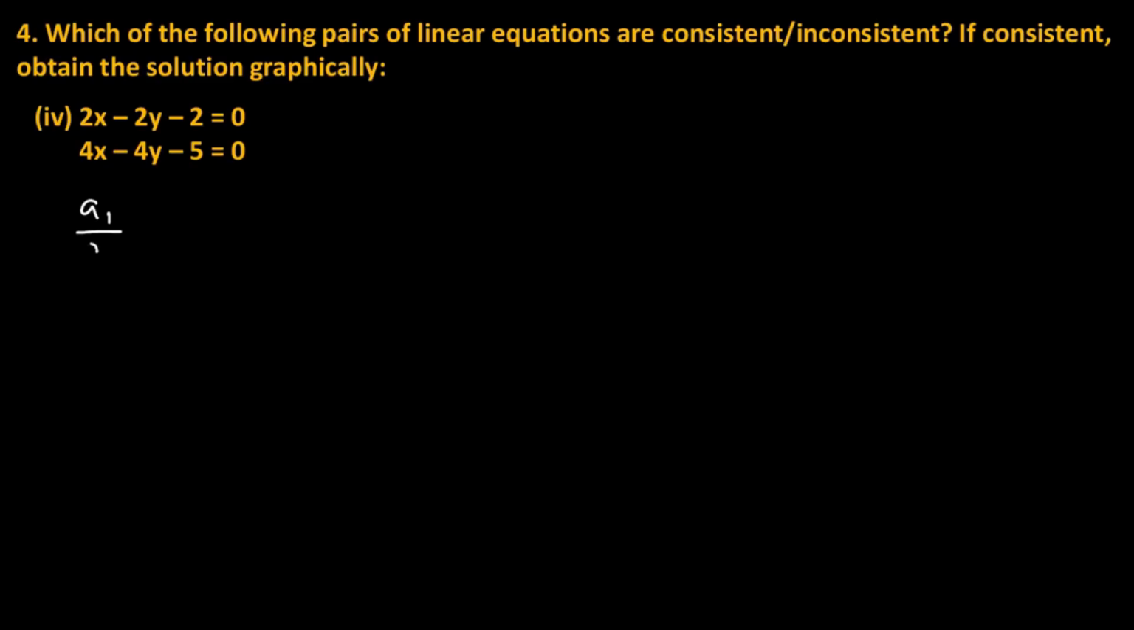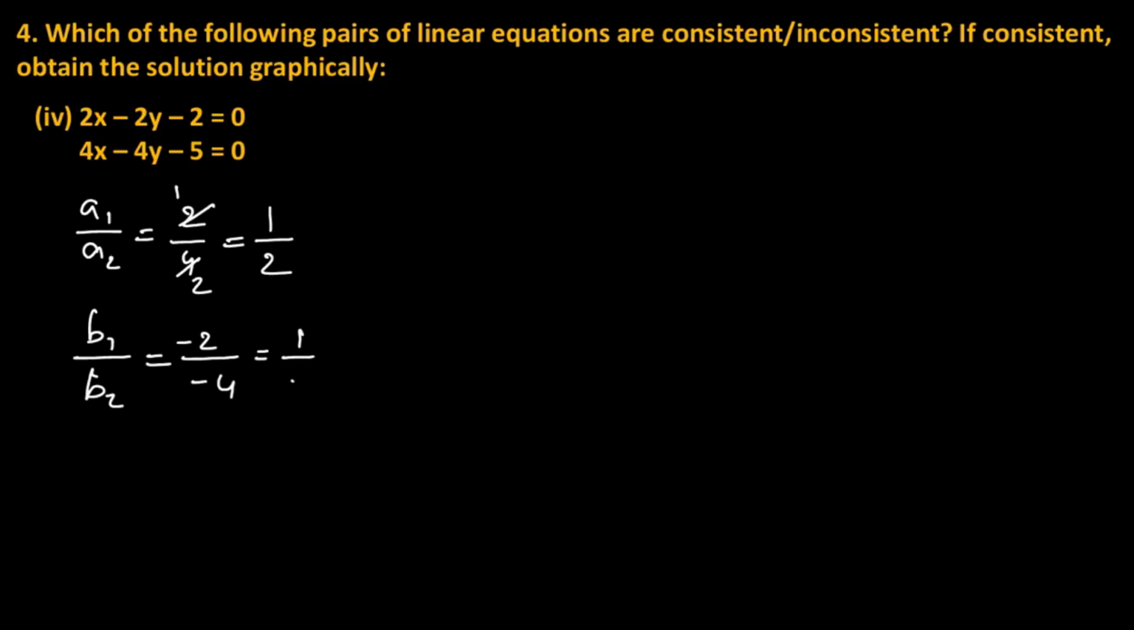A1 by A2 is equal to 2 by 4. 2 ones are 2, 2 twos are 4. So equal to 1 by 2. B1 by B2 is equal to minus 2 by minus 4. So 1 by 2. Minus minus got cancelled. C1 by C2 is equal to minus 2 by minus 5. Minus minus got cancelled. 2 by 5.